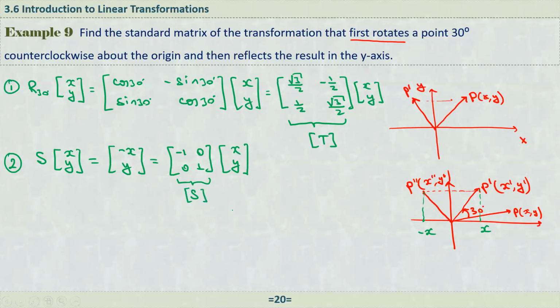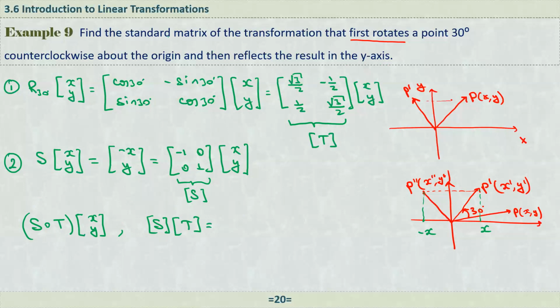So now we are going to find a single transformation that does these things together in one single operation. To do this, we need to find S composed with T, and here the vector, let's say, is x and y, right? Let me just find S times T.